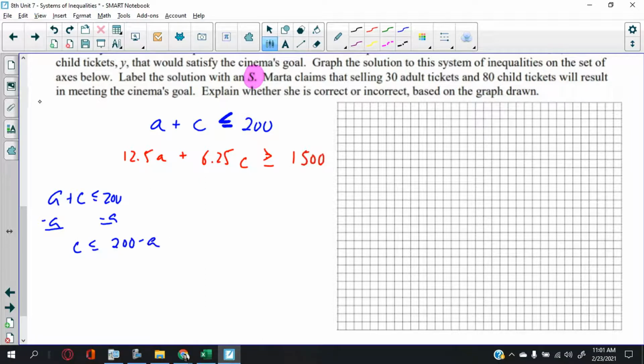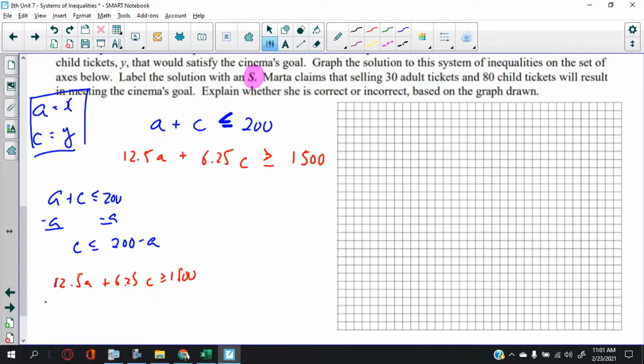So what I'm going to do, let me define the variable. A is x, c is y. Just so that there's no confusion. And then the other equation is a trickier one. I'll use red. 12.5a plus 6.25c is greater than or equal to 1500.